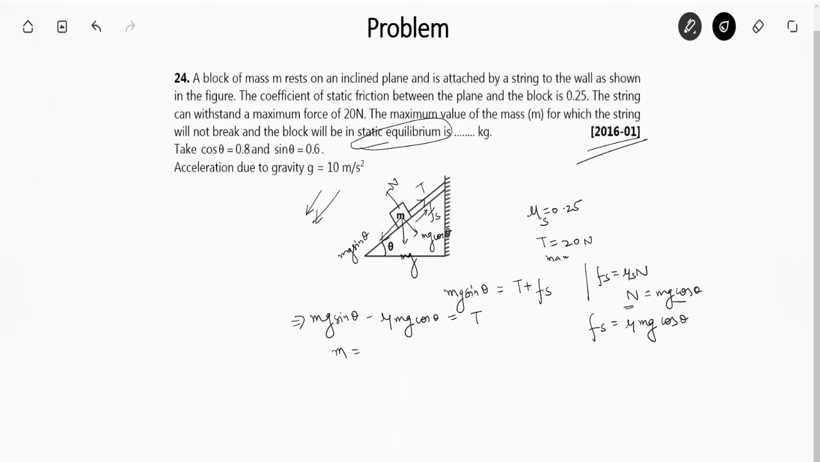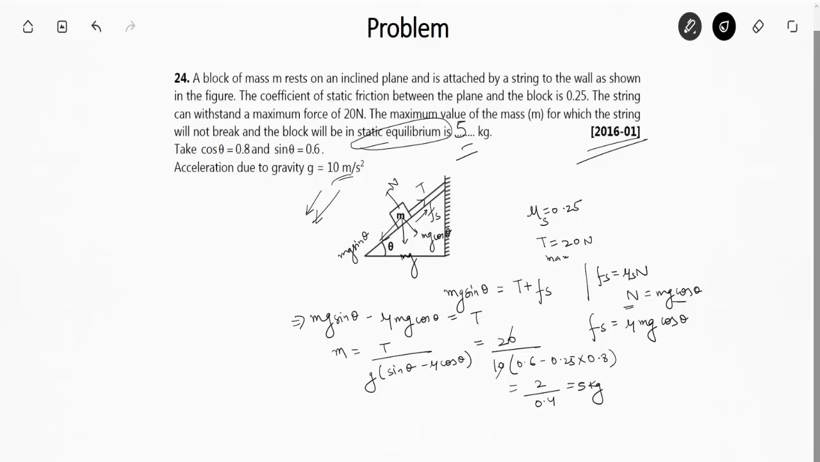So m is basically T upon g. I have taken common sine theta minus mu cos theta. They have given the value of T as 20, g they have told us to take as 10, sine theta is 0.6, and they have given mu as 0.25 into 0.8, so this is 2 upon 0.4. You will solve it and get the value of 5 kg. So m is basically 5 kg. So the right answer is 5.